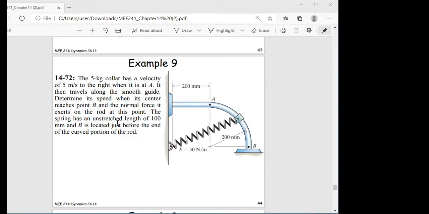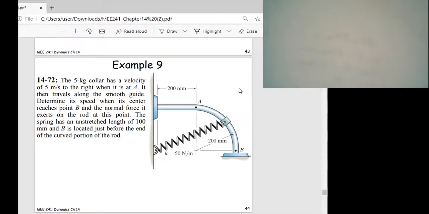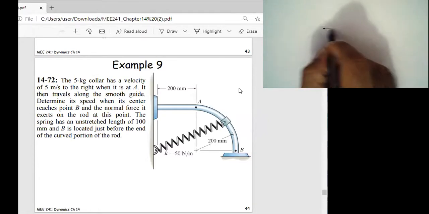The spring has an unstretched length of 100 millimeters, and B is located just at the end of the curved position. So this is point B. All right, so we need to find that. We solve that. So let me open up my video again, and let me redraw this. So basically we have this guy, it's like that.